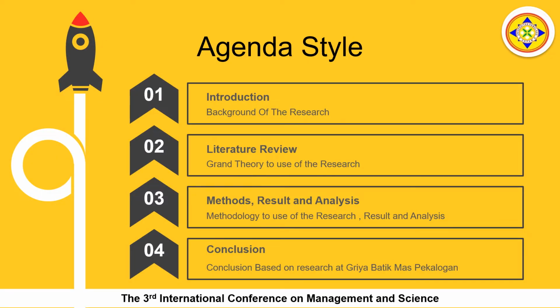The subject can be looked at under the following headings. Number 1, introduction, which discusses the background of the research. The next chapter is the literature review, which discusses the grand theory used in this research. The next chapters are methods, result, and analysis, which discuss the methodology used in this research, and the result and analysis. For the last chapter, we discuss the conclusion based on research at Griya Batik Mas Pekalongan.